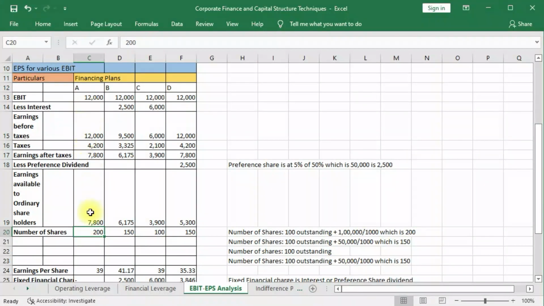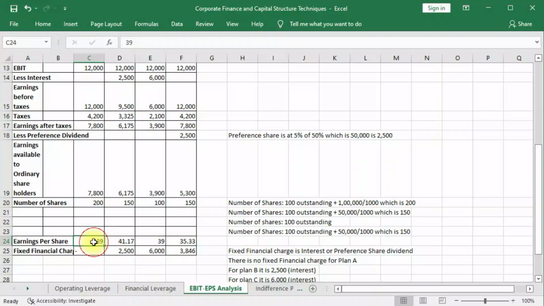So here in Plan A, we got earnings available to ordinary shareholders of 7,800, and there are 200 shares, which makes the earnings per share 39.